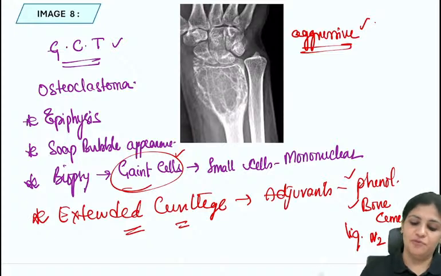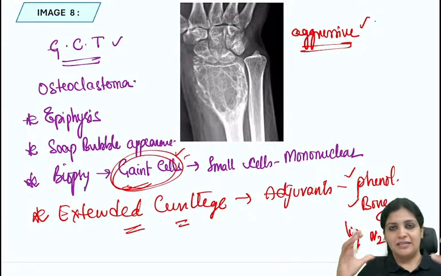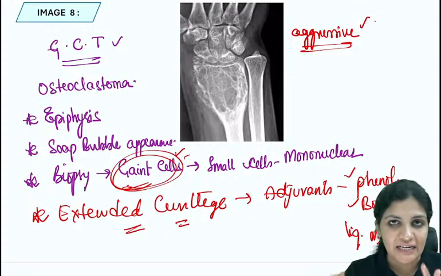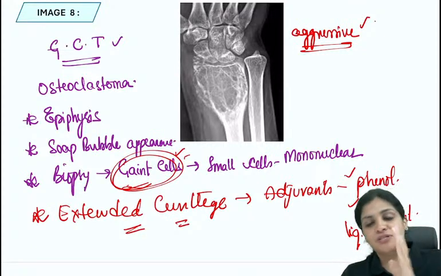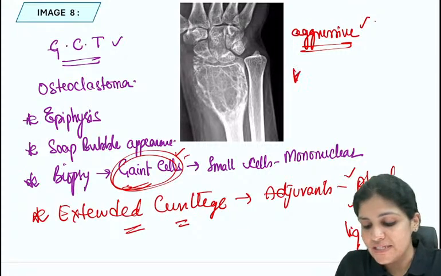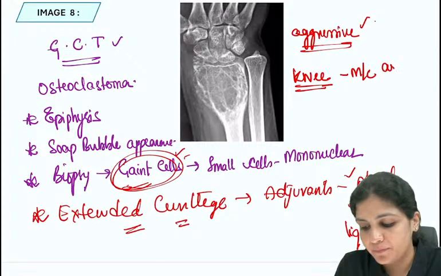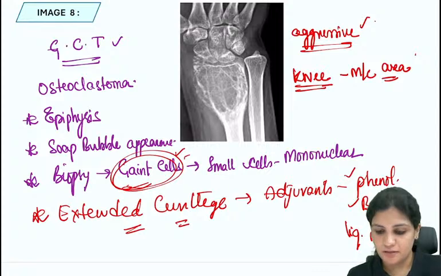And you have to always check for biopsy. On biopsy, you see there are giant cells with mononuclear cells, usually seen in the epiphyseal region. The eggshell crackling sound is present, right? And this is extended curettage, which is the option or treatment for your GCT. Very, very important. Usually seen around the knee. Most common area is knee.